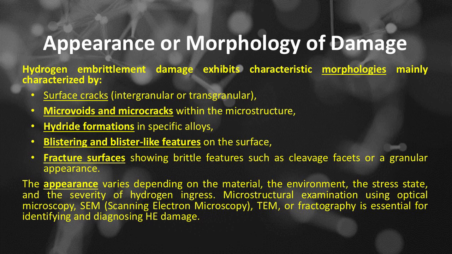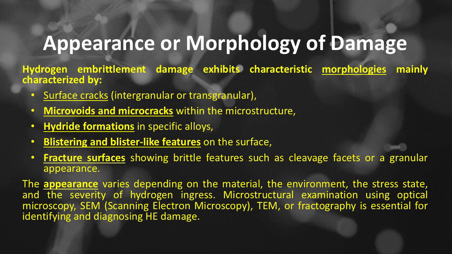Hydrogen embrittlement damage exhibits characteristic morphologies mainly characterized by surface cracks, intergranular or transgranular, microvoids and microcracks within the microstructure, hydride formations in specific alloys, blistering and blister-like features on the surface, and fracture surfaces showing brittle features such as cleavage facets or a granular appearance. The appearance varies depending on the material, the environment, the stress state, and the severity of hydrogen ingress. Microstructural examination using optical microscopy, SEM, scanning electron microscopy, TEM, or fractography is essential for identifying and diagnosing HE damage.